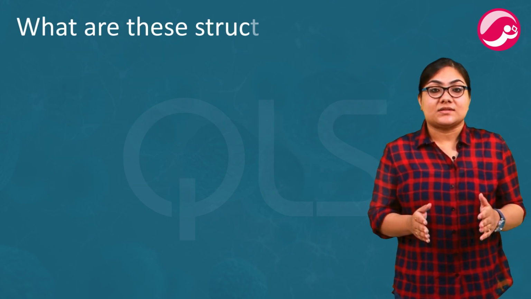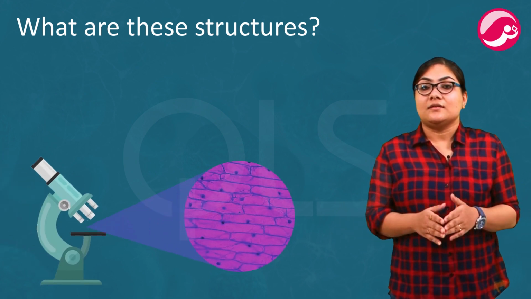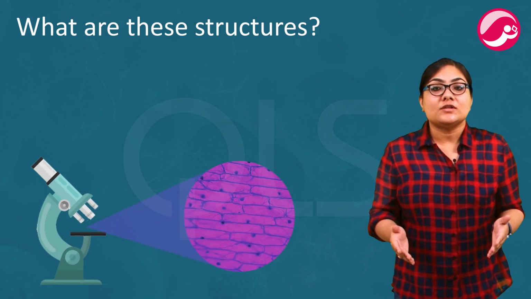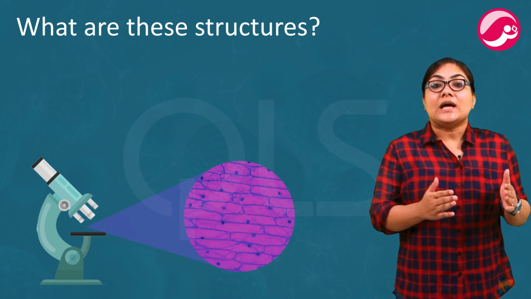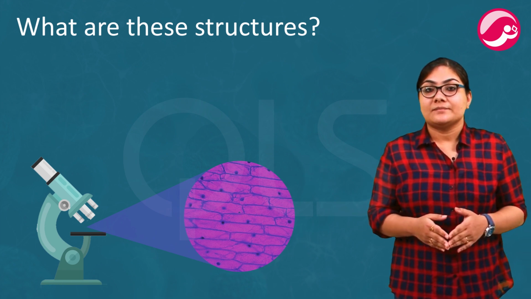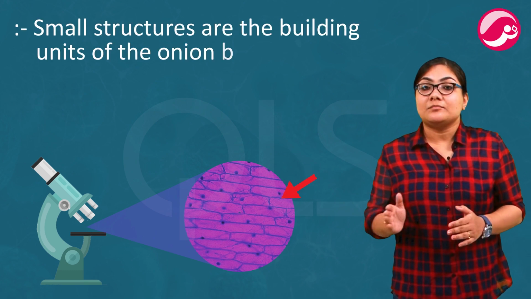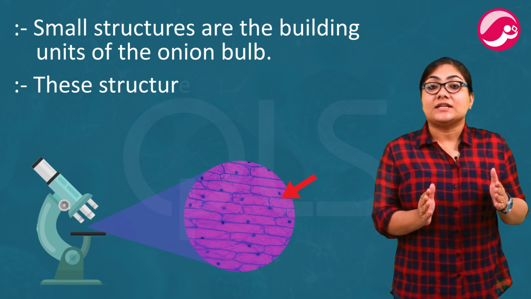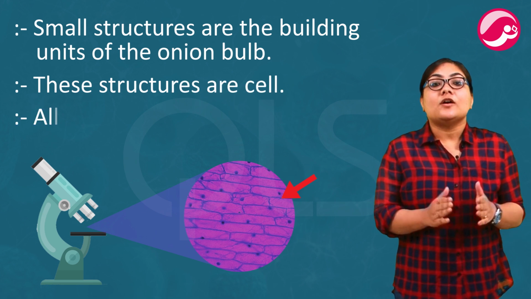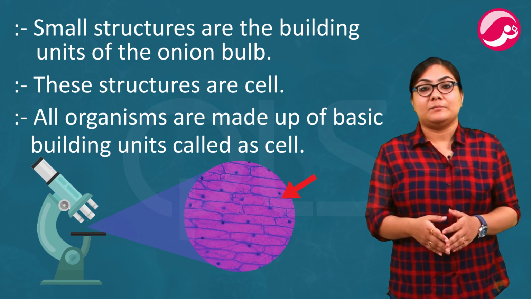What are these structures? We observe that the structures are all similar to each other. From this activity, we also conclude that onions of different sizes all have similar small structures. These small structures are the building units of the onion bulb. These structures are actually cells. In fact, all organisms are made up of basic building units called cells.